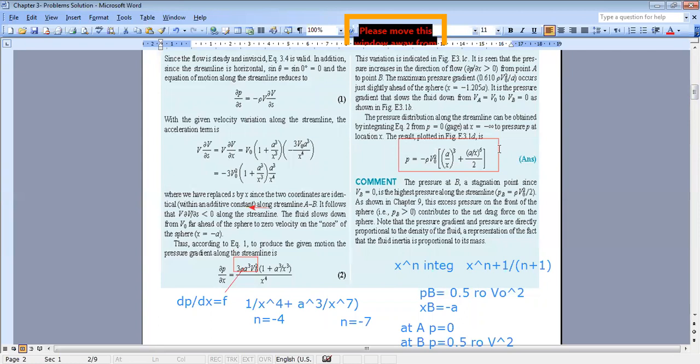And of course, if you now want to find the pressure at any point in between a and b, you can use the formula. Okay? Any other question on this? Okay, so let us start a new problem.